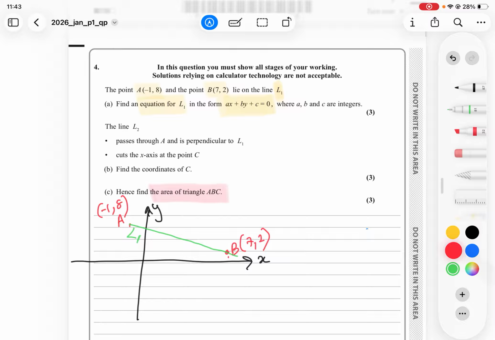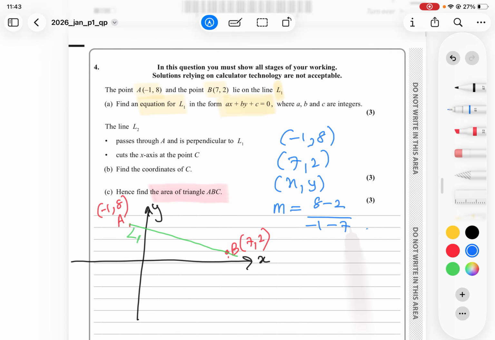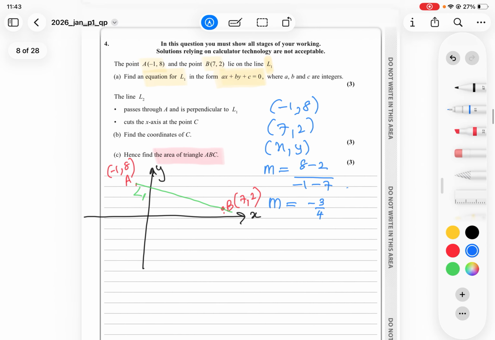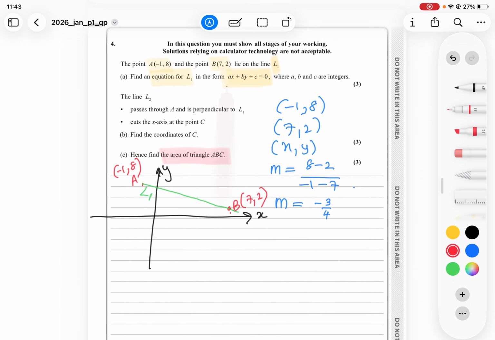To get the gradient of the line, we can easily go with the points, if we write them in the easier X, Y format. So M, the gradient, would be the change in Y divided by the change in X. This would give us -3 divided by 4.